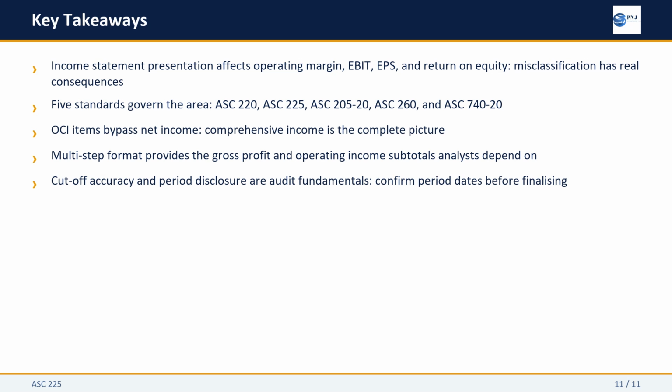Let us bring this together. Income statement presentation is not just a formatting decision. It shapes every ratio and multiple that flows from the numbers. 5 U.S. GAAP standards govern the area. OCI items bypass net income, so comprehensive income is the full picture. The multi-step format is best practice because it delivers the subtotals that drive analysis. And cutoff accuracy is a foundational control. Always confirm your period dates.